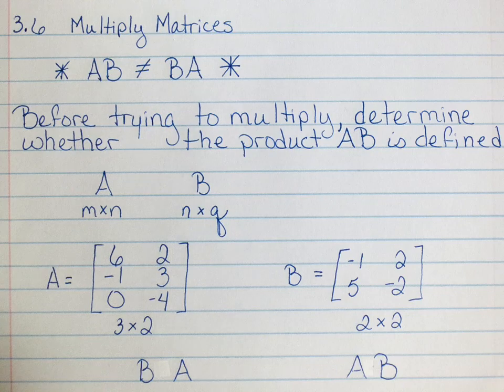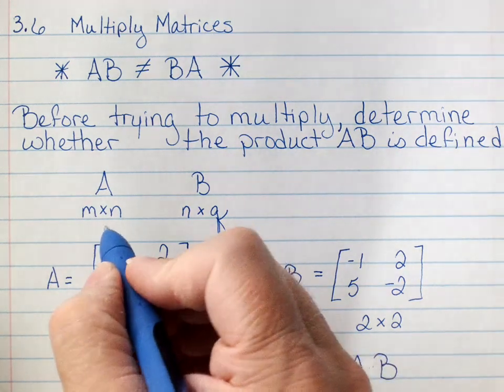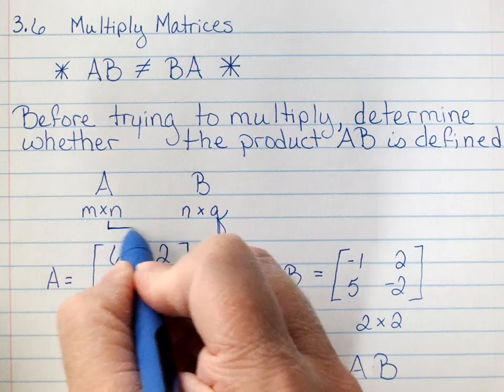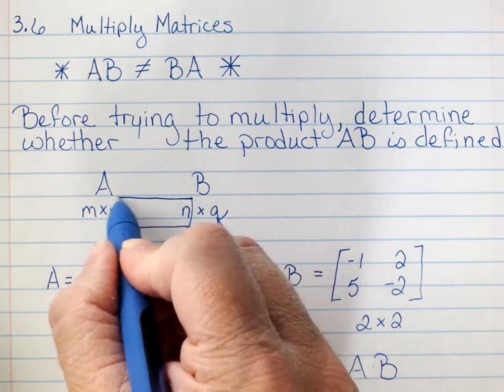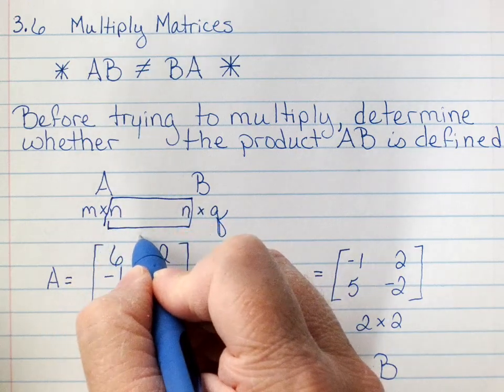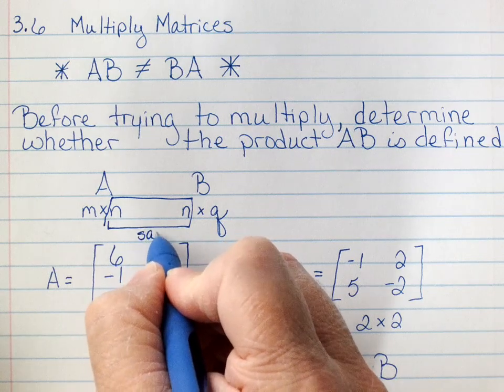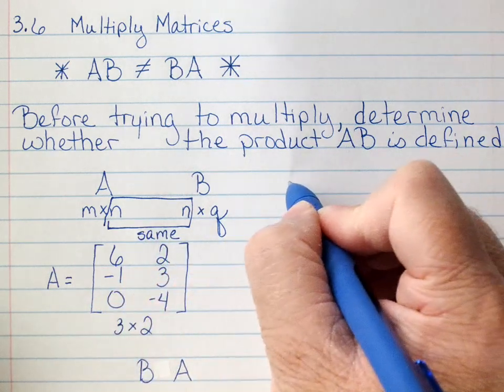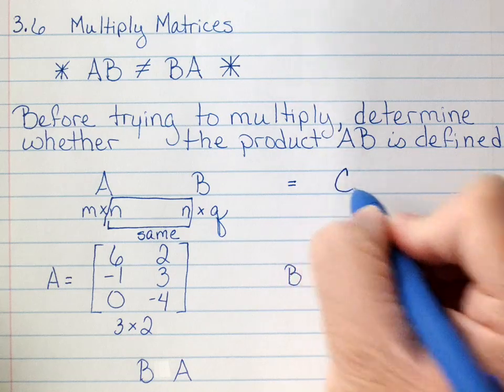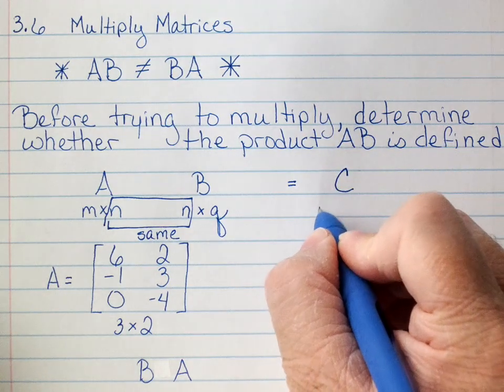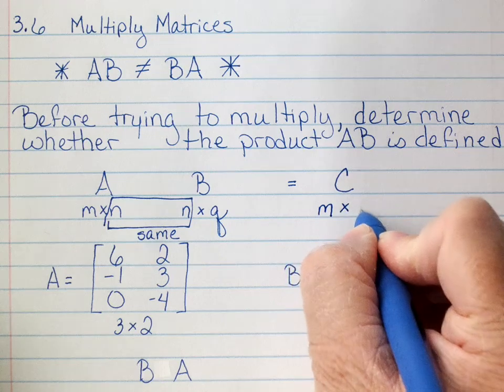So before trying to multiply, you need to first determine whether or not the product is defined. In order to determine whether the product is defined, you need to look at the dimensions of the matrices. If you are doing A times B, in order for the product to be defined, these numbers must be the same. That will result in a matrix, we're going to call it matrix C, that would have dimensions M by Q.